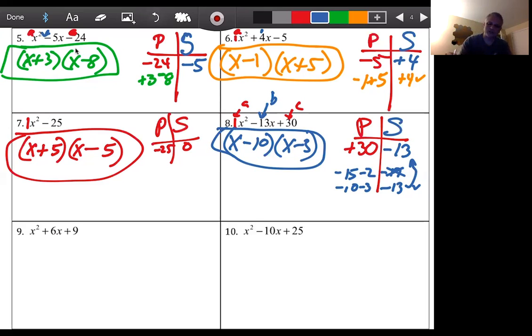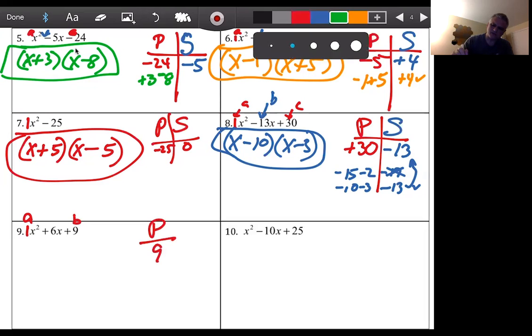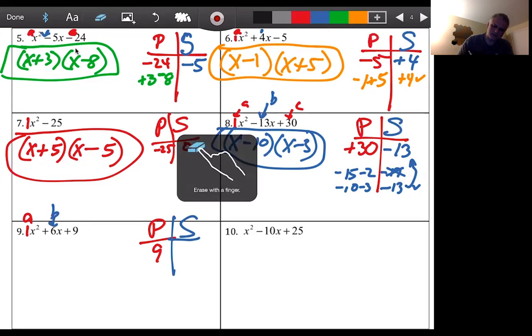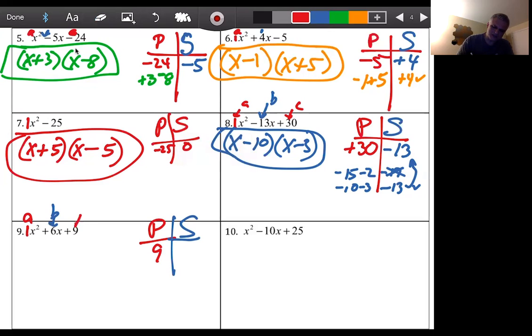Okay, let's look at question 9. Question 9, our A is 1 and our B is 9. So the product is 1 times 9, which is 9. And now the sum is our B term. My goodness, I wrote B again, didn't I there? That's the C term. So 1 times 9 is 9. And then your C term is positive 6. Okay, so positive 9, 1 times 9. Positive 6 is your B term.